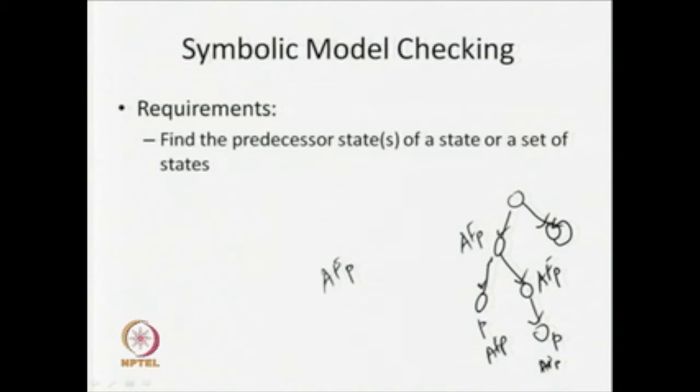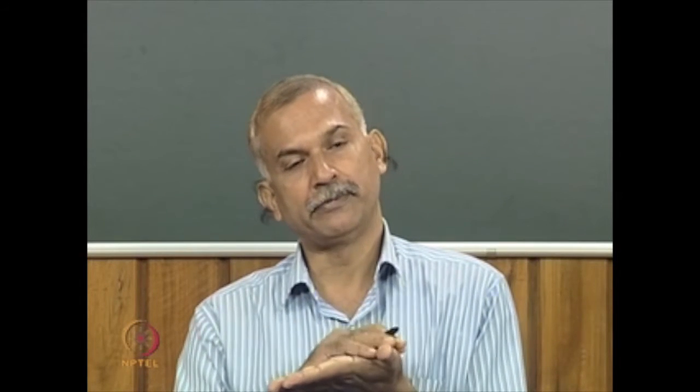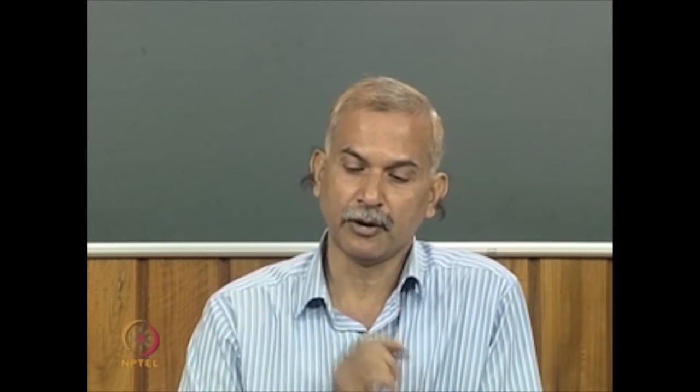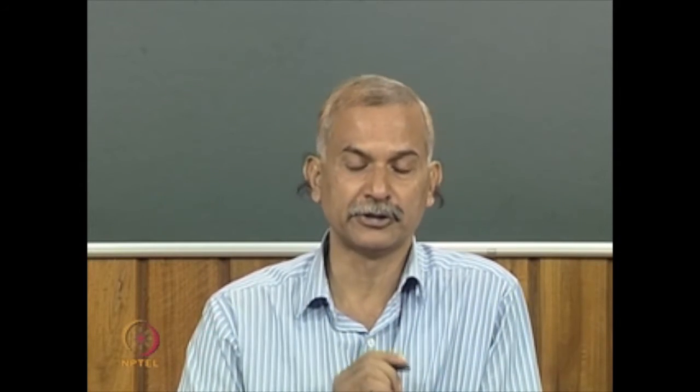So, you just see that in this particular method, what happens? We have to find out the predecessor states of a particular set of states or a particular state, and depending on our criteria, we are going to say whether a particular CTL formula is true on these states or not. So, in our graph traversal algorithm, the basic requirement is to find out the predecessor states from a particular state or a particular set of states.